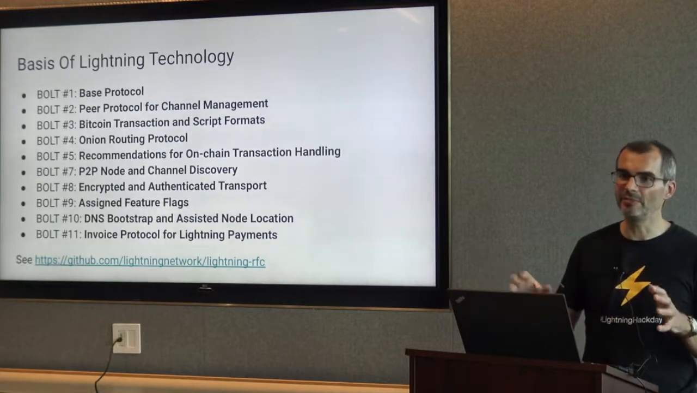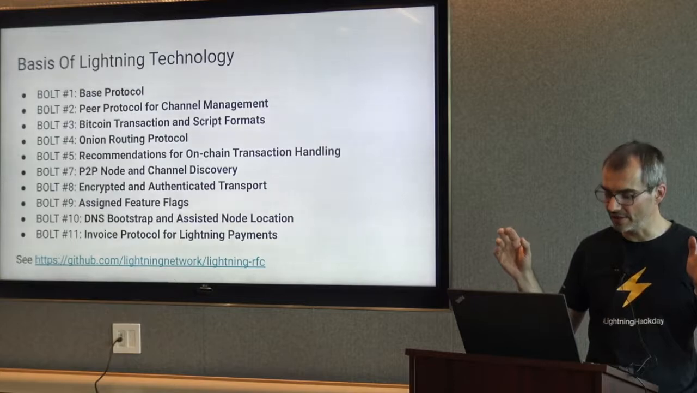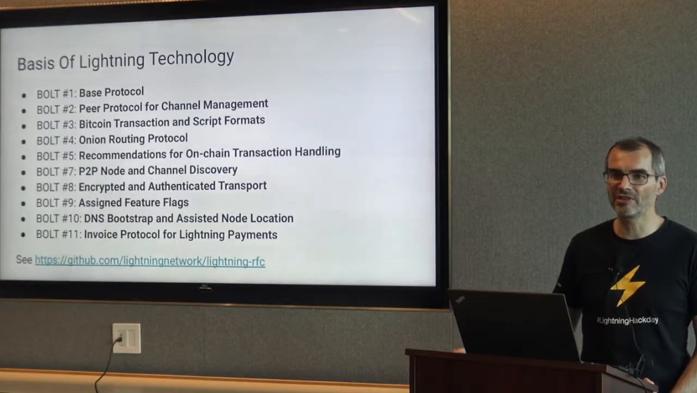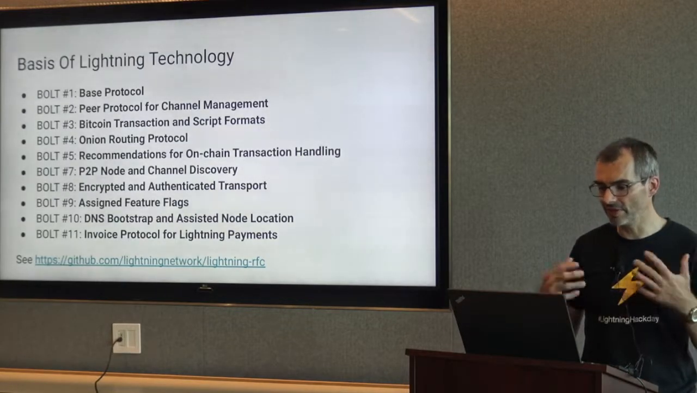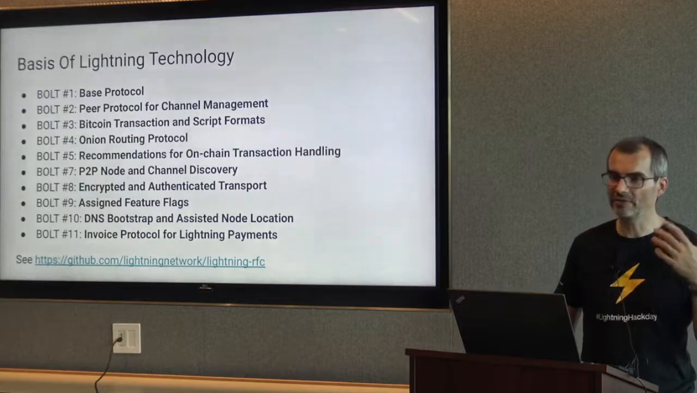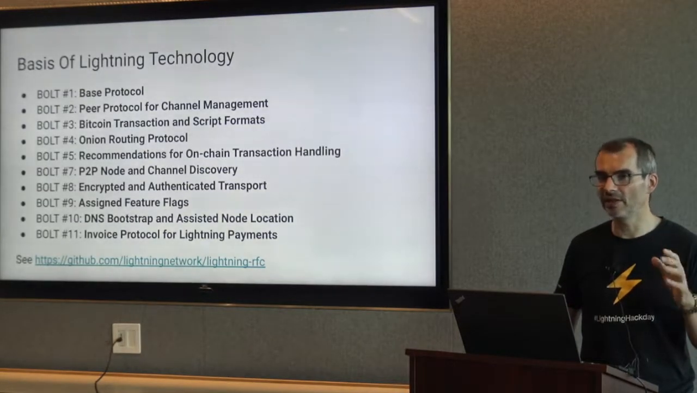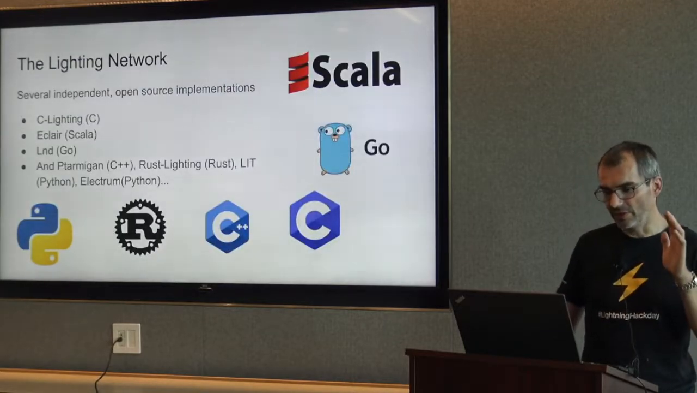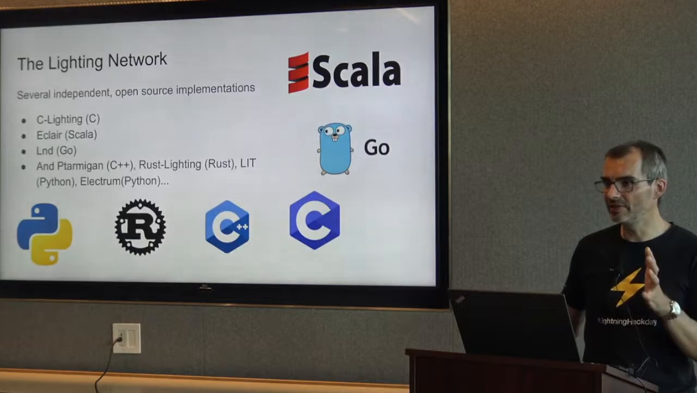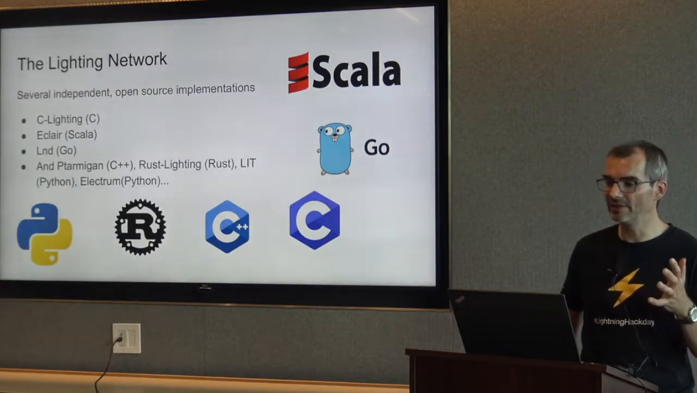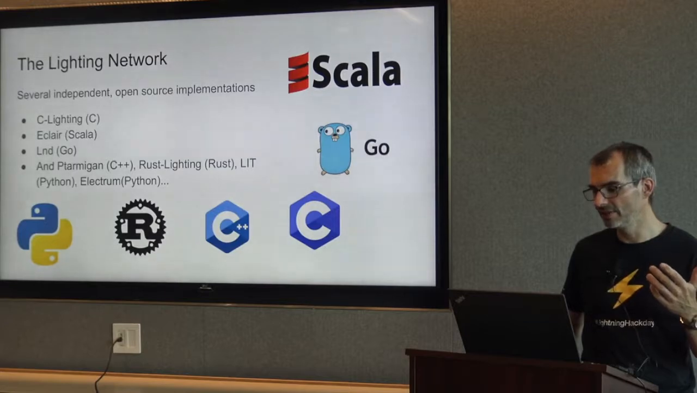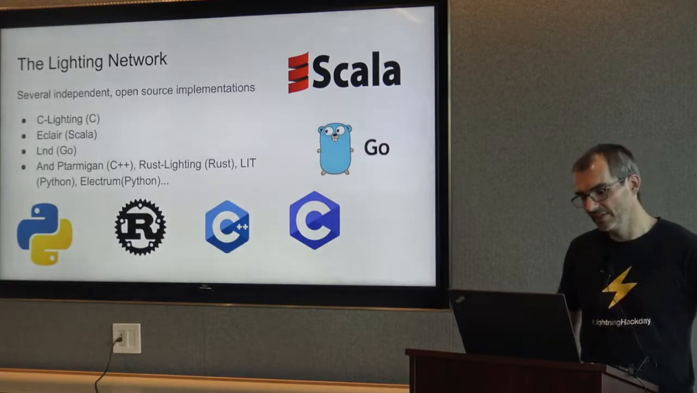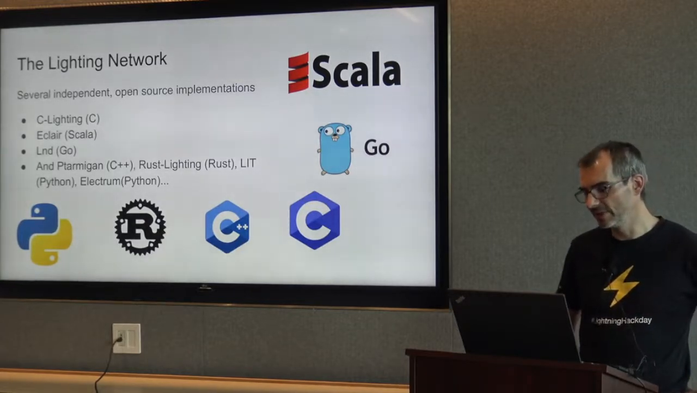So it covers the binary format for messages, the Bitcoin transactions, the discovery mechanism, the gossip messages we exchange to learn about the network, and how to design payment requests for Lightning. So as I said, the major implementations are C Lightning in C, Eclair in Scala, LND in Go, and you also have Ptarmigan and Rust. I think someone here is working on the Rust implementation, and others coming in Python.